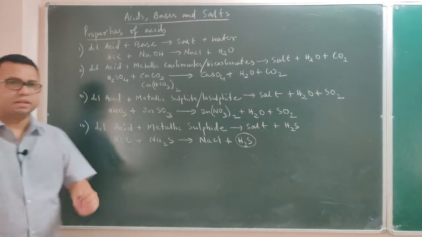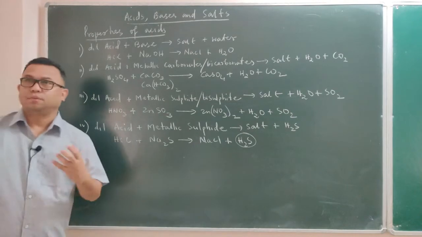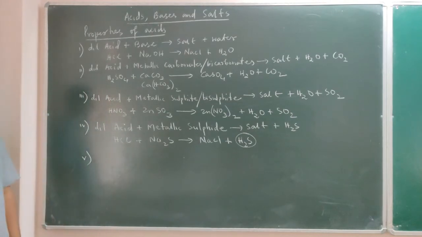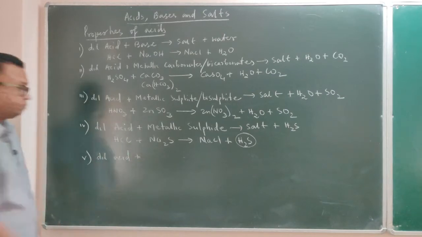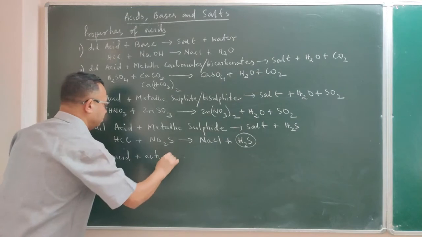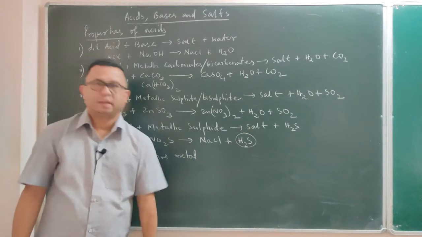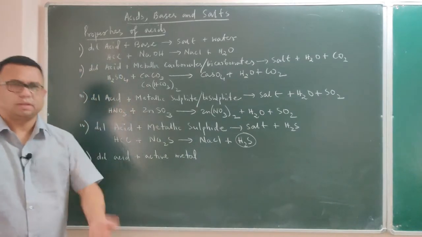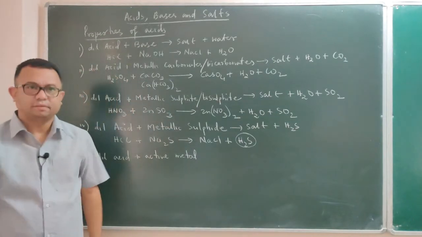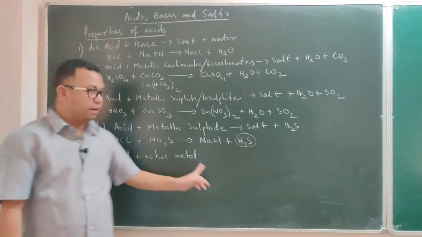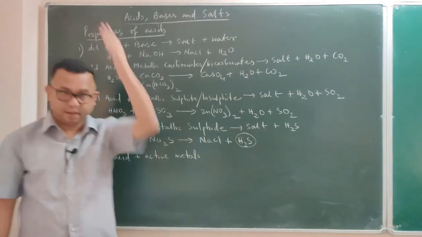So that finishes the fourth one. Now the fifth property of acid: all dilute acid will react with active metal. When we say active metal, you have learned the metal activity series in class 9, also in class 8. Metal activity is the arrangement of metals in descending order of their reactivity. Now what is the meaning of active metal? Active metals are those metals which are above hydrogen in the activity series.